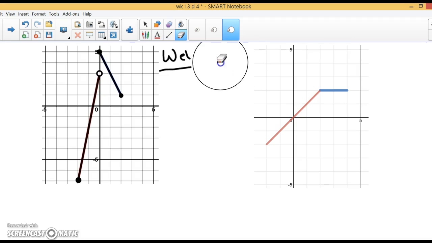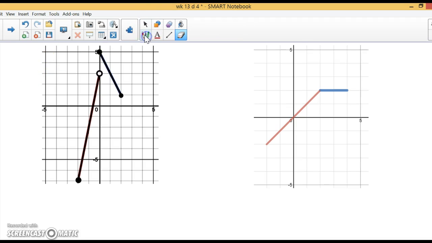Today we're going to be working on discontinuous piecewise functions and learning how to write the function given the discontinuous piecewise function graph.